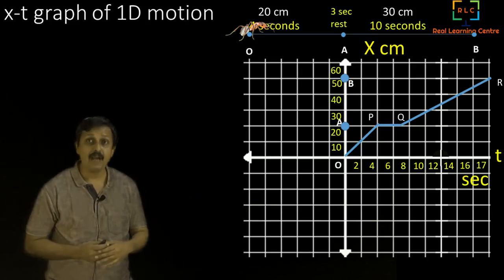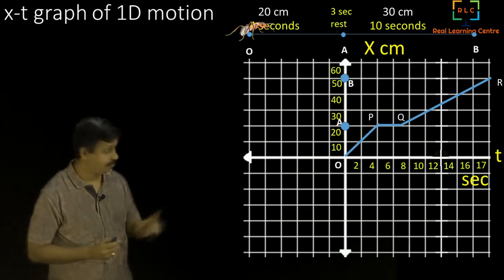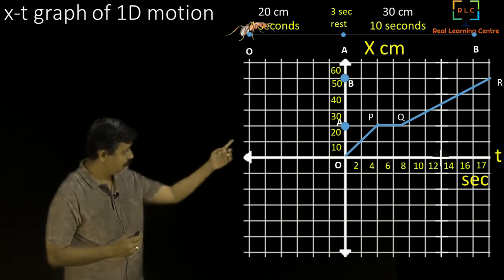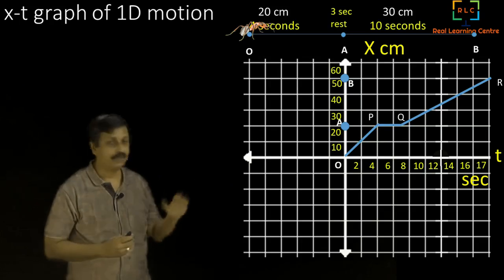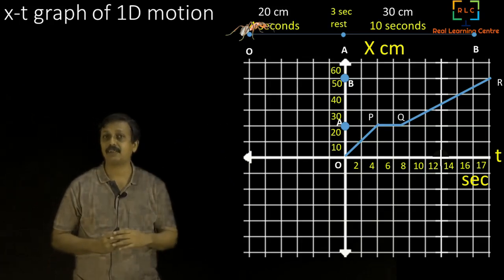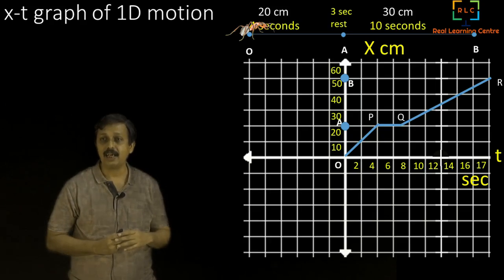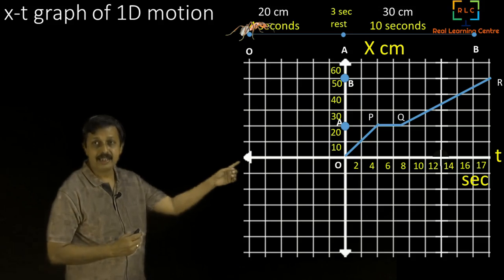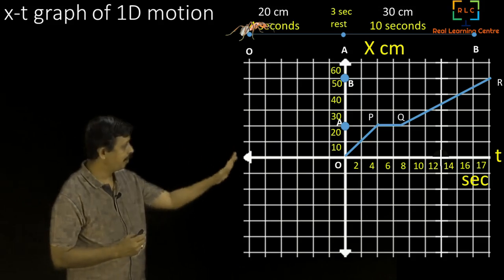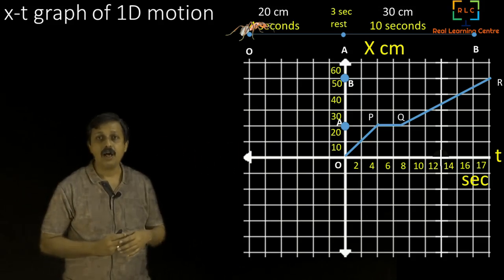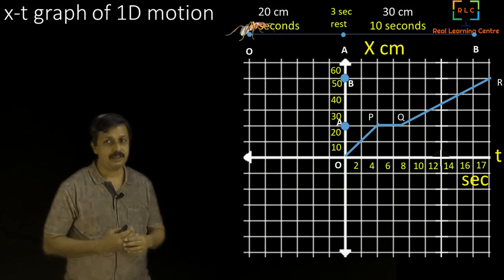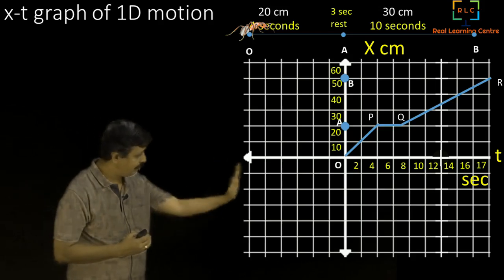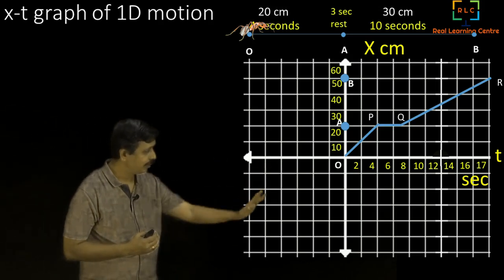Now, I have already drawn the graph. You can see the graph goes from O to P, then there is a line which goes like this. What is the meaning of that? The meaning is that at time t equal to 0, the ant is at O, so we have put a point at O. Now, after 4 seconds, if you see on my t-axis, every square is 2 seconds.